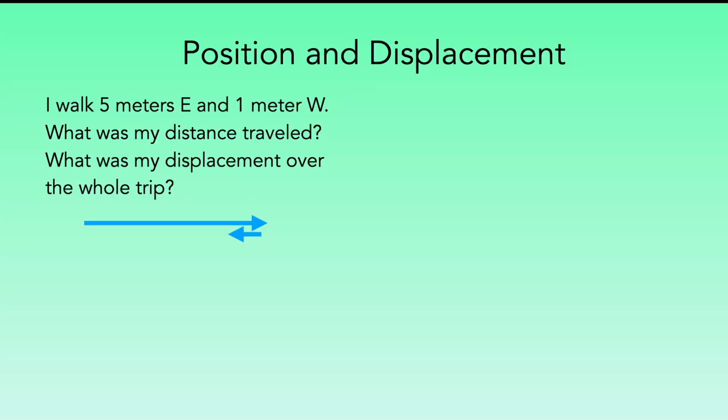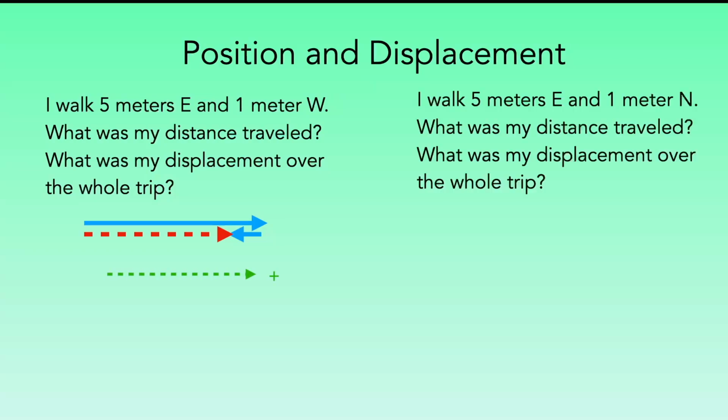An easy way to do this is to pick a positive direction. And so you can see my displacement is going to be less than 5. If we pick a positive direction to the right, what we can do is we can say plus 5 minus 1 is 4 meters. 4 meters, and since there's no sign, that's in the positive direction. So 4 meters to the east.